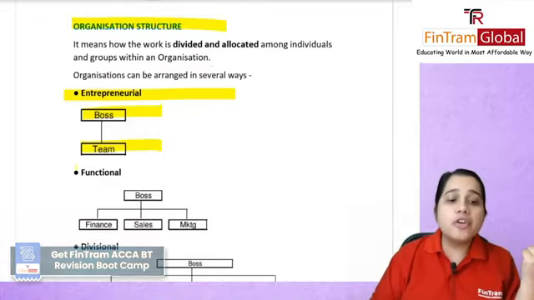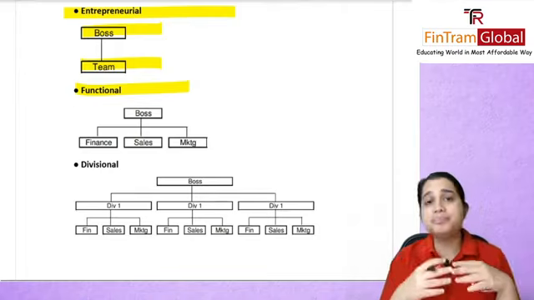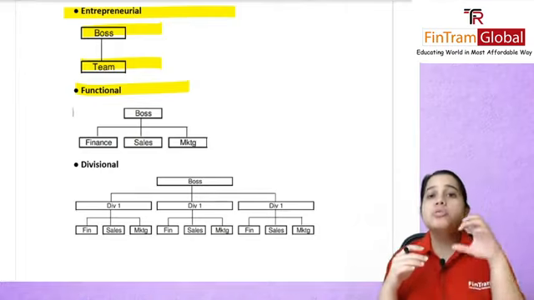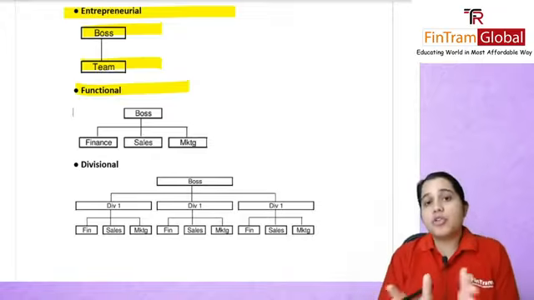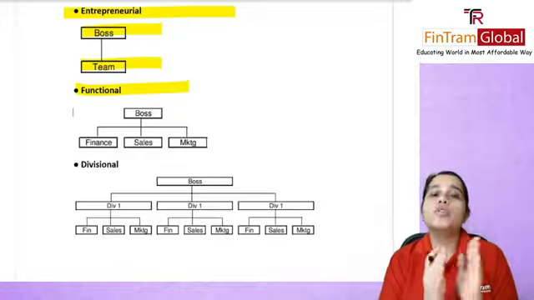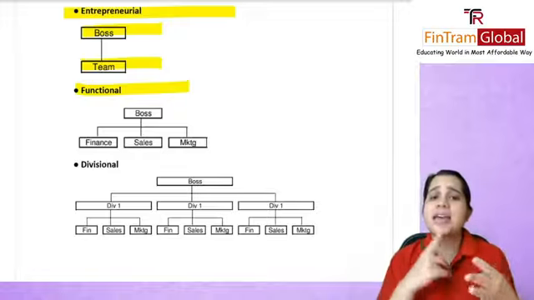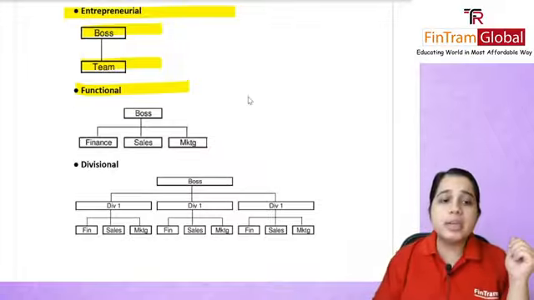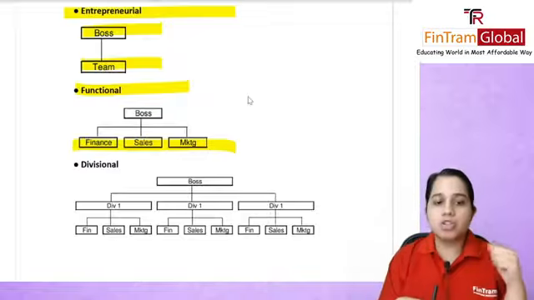Then of course you have your functional structure. As you can see in the diagram, you will have your boss, your managers, whoever is there on the top. And then different functions of your organization will be divided in different departments. You will have your marketing, sales, finance, HR. All of these different functions are divided in different departments. Hence, this is your functional departmental structure.